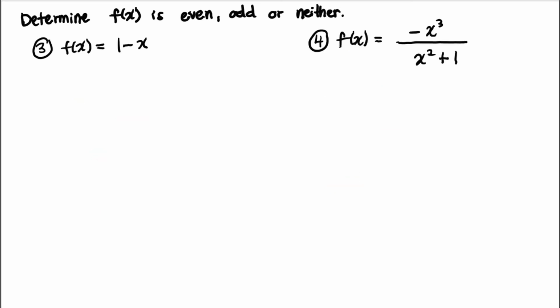Odd function. Let's try the third one here. Suppose we have this. When we have f of negative x, we will have 1 minus negative x, therefore we'll have 1 plus x. Can we make a relation between this and this?